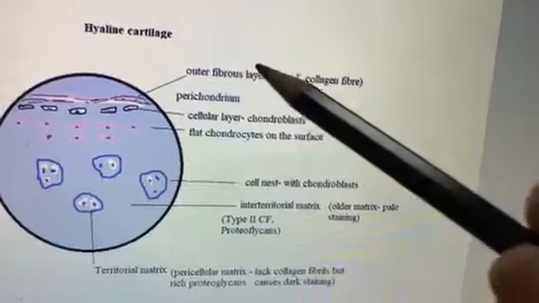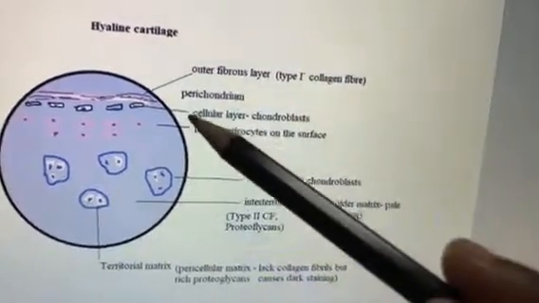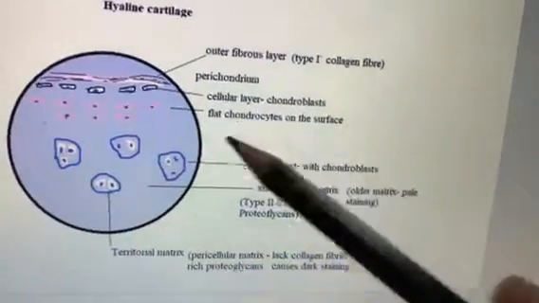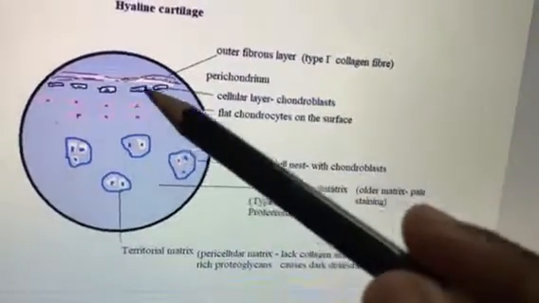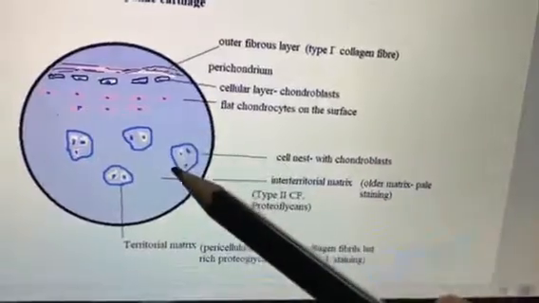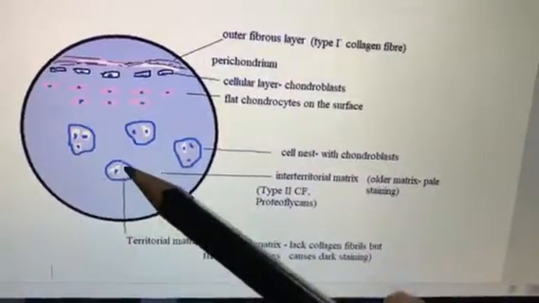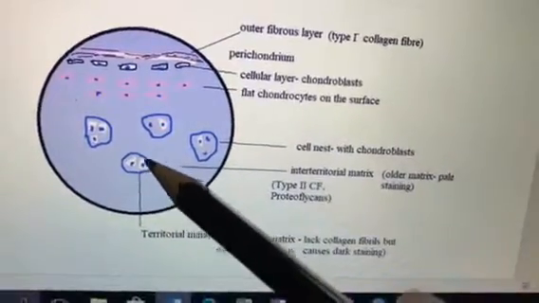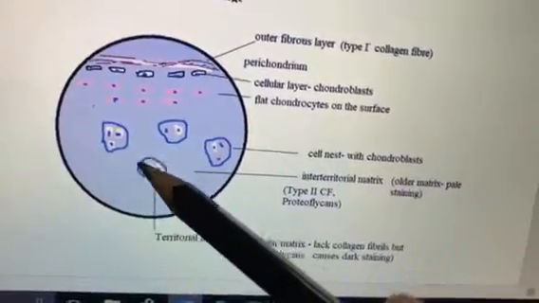For this, we will give 1 mark: outer fibrous layer and inner cellular layer, the perichondrium, 1 or 1.5 marks. Then second, flat chondrocytes. These chondroblasts are flat, and when they go inside and become mature, they become oval in shape, and the cell nest carries 1 mark, and inside, the territorial matrix, that is dark in color.